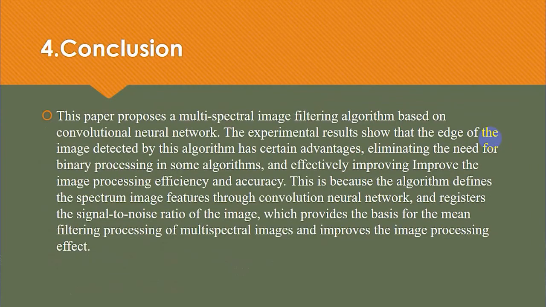This paper proposes a multispectral image filtering algorithm based on convolutional neural network. The experimental results show that the edge of the image detected by this algorithm has certain advantages, eliminating the need for binary processing in some algorithms, and effectively improving the image processing efficiency and accuracy. This is because the algorithm defines the spectrum image features through convolutional neural network, and registers the signal-to-noise ratio of the image, which provides the basis for the mean filtering processing of multispectral images and improves the image processing effect.